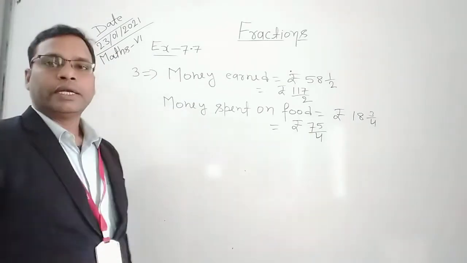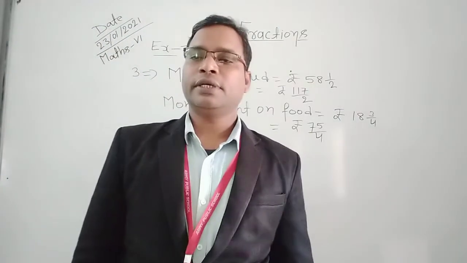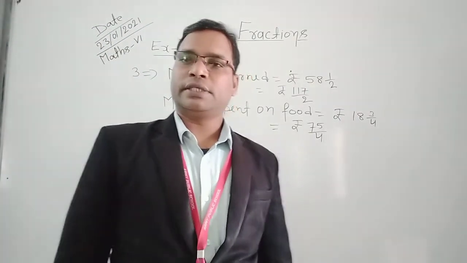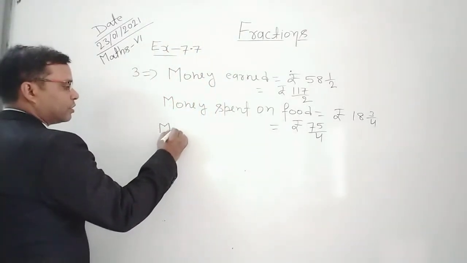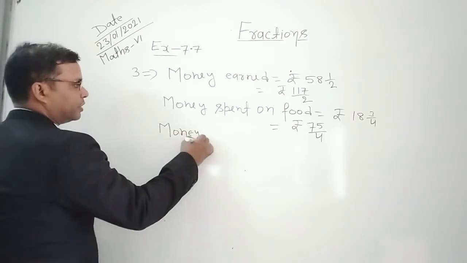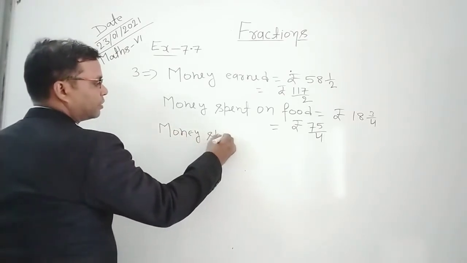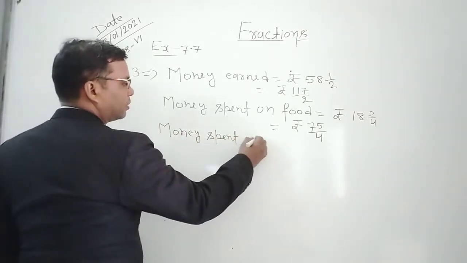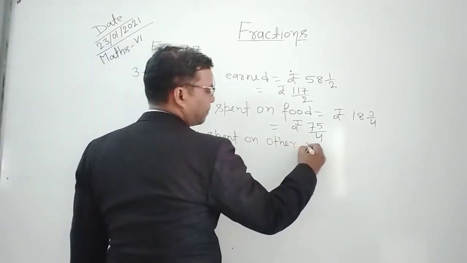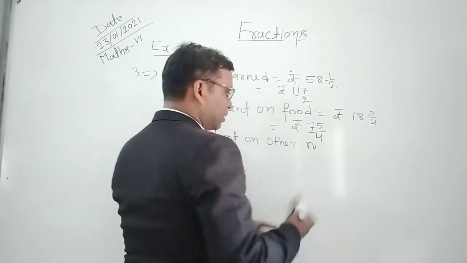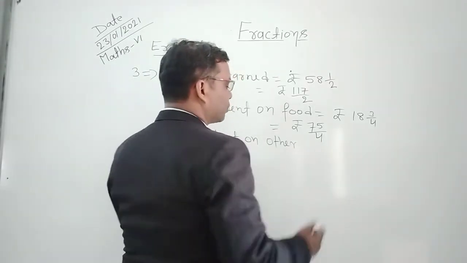Now next, money spent on other needs. Okay. So here we write money spent on other needs. Money spent on other needs. This is equal to what?